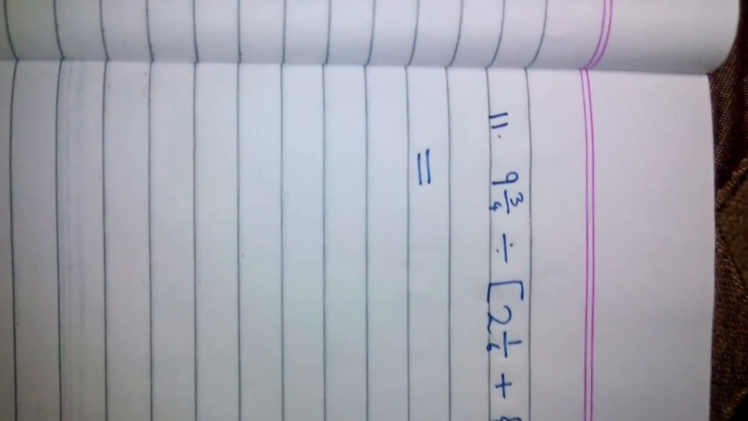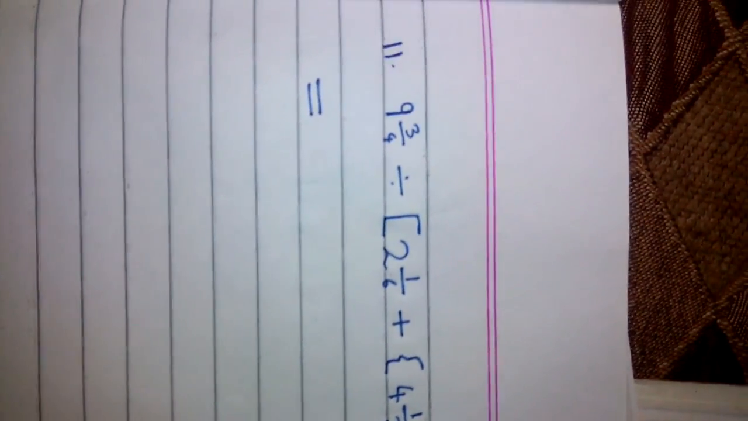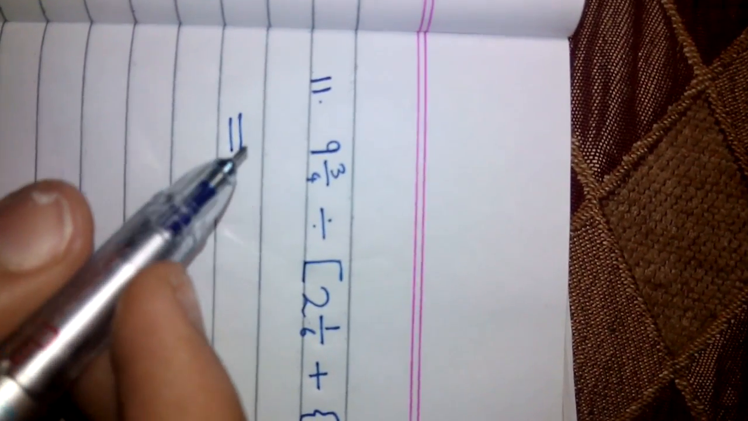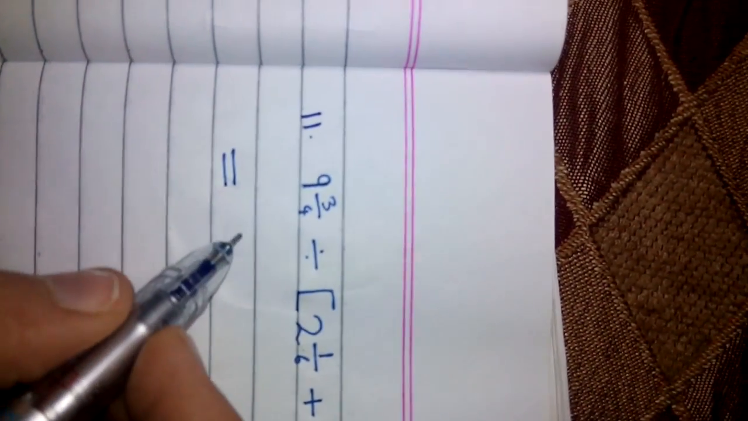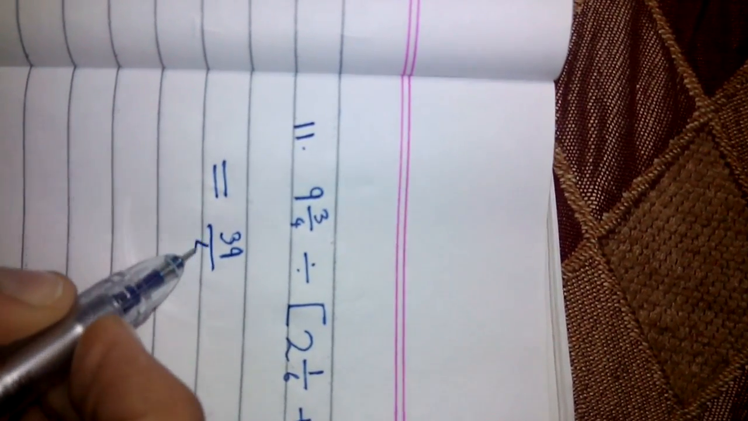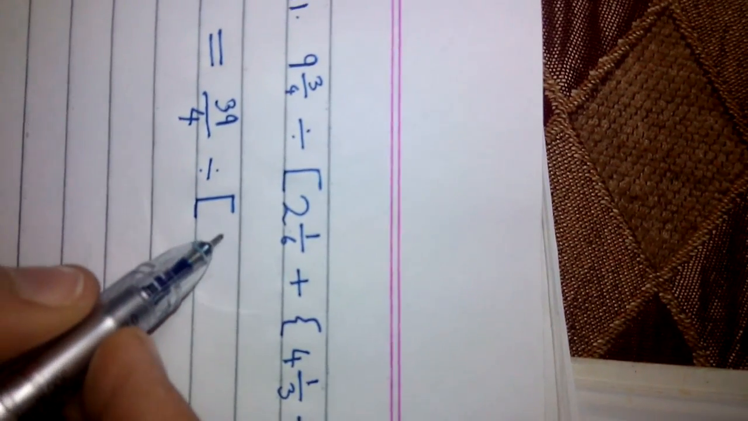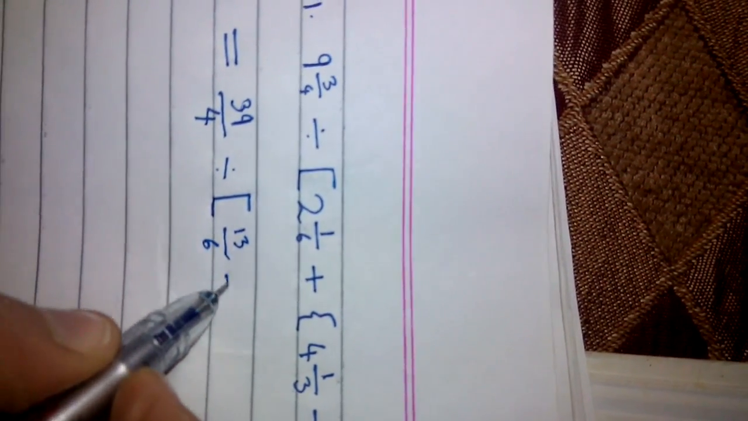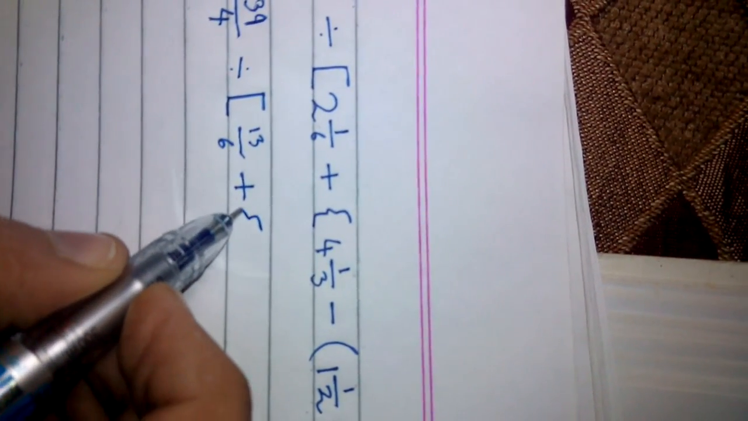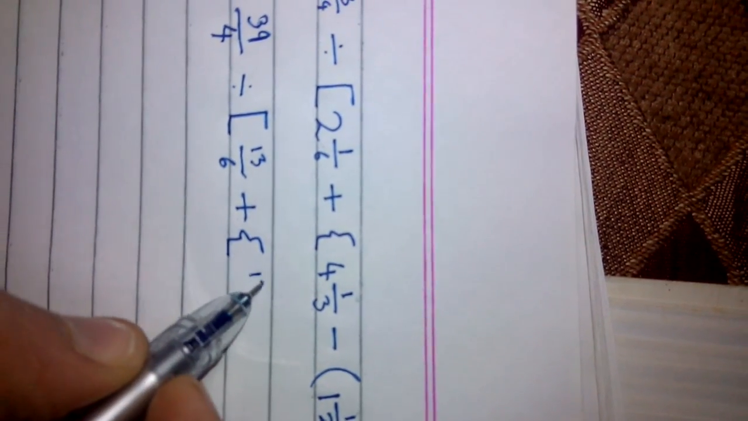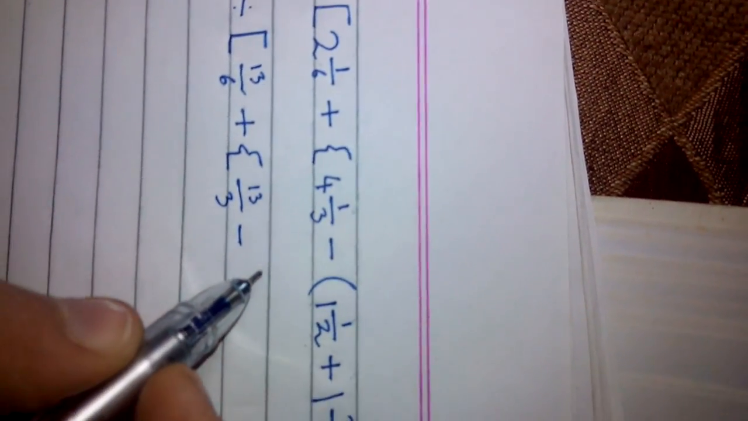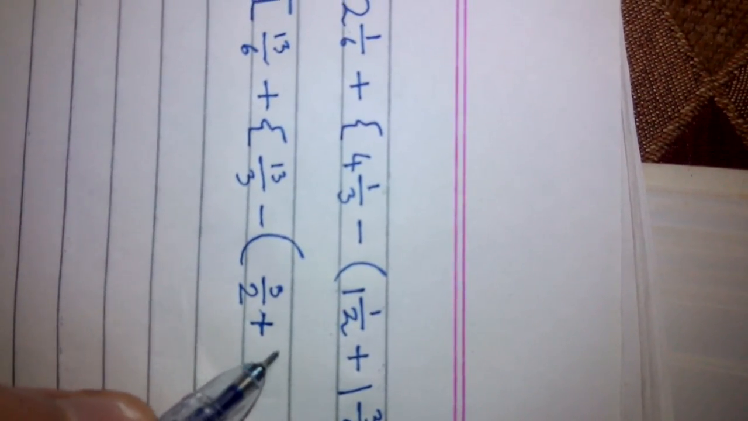Alright, guys, this is question number 11 of the same book. First, we convert mixed fractions into improper fractions as usual. So 9 fours are 36 plus 3, 39 by 4. Large bracket. 6 twos are 12 plus 1, 13 by 6. See the plus sign. 3 fours are 12 plus 1, 13 by 3. Two ones are 2 plus 1 is 3 by 2. And this will be 4 ones are 4 plus 3 is 7 by 4.